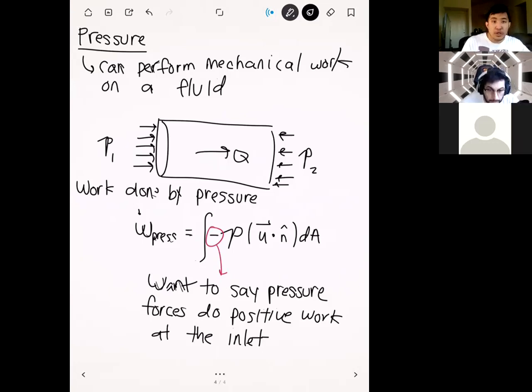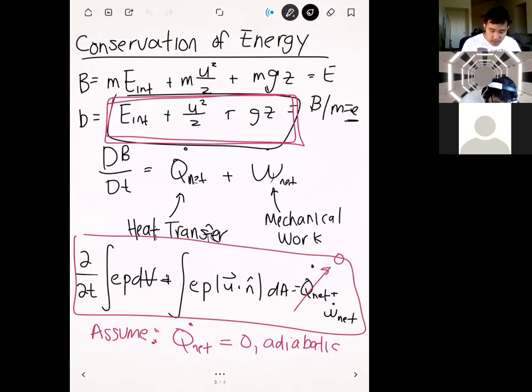Okay. And so what we can do now is take this W dot pressure and add it to our expression, because this is just a form of the mechanical work, right? Because if we go back to our expression for the conservation of energy, we have this W dot net term. Okay? So that W dot net can be any kind of mechanical work. And so we can say that one part of W dot net will be the pressure force.